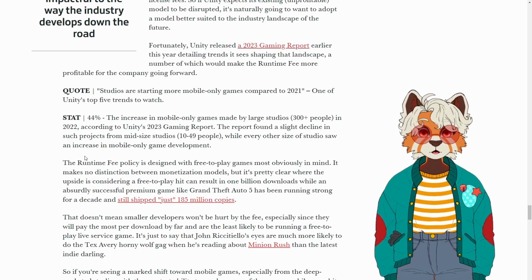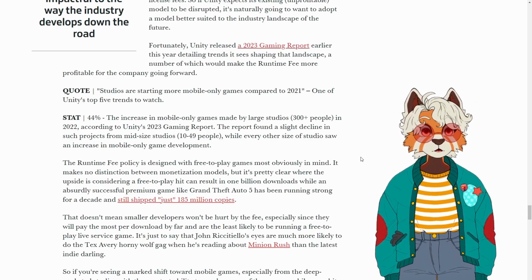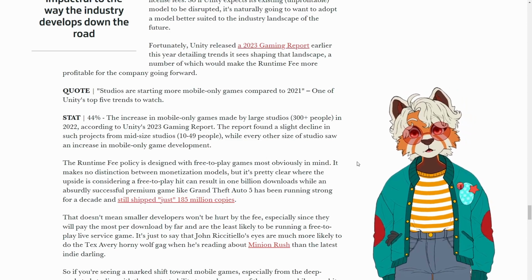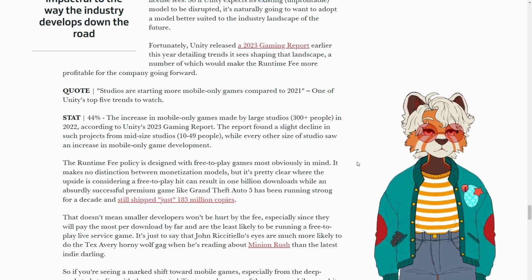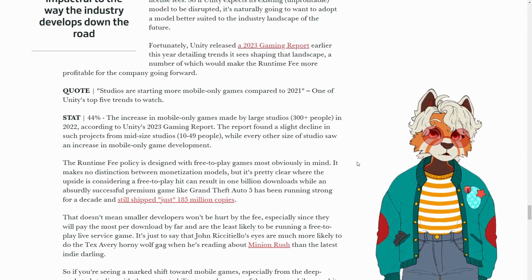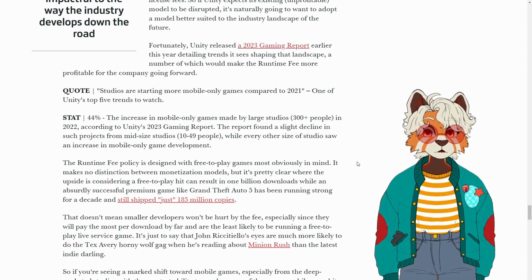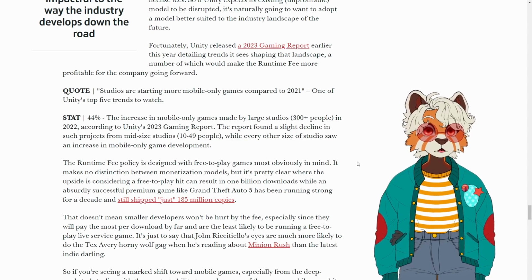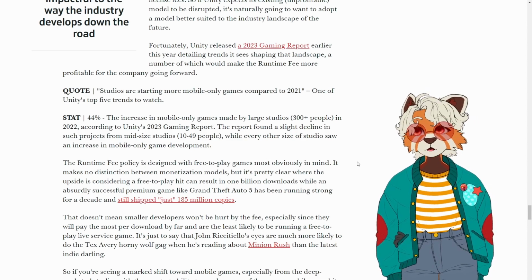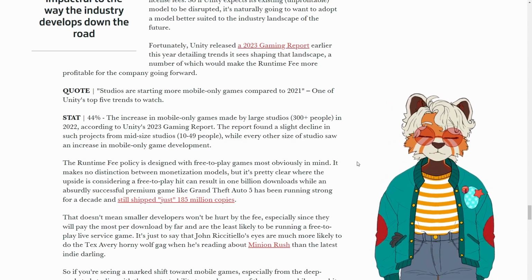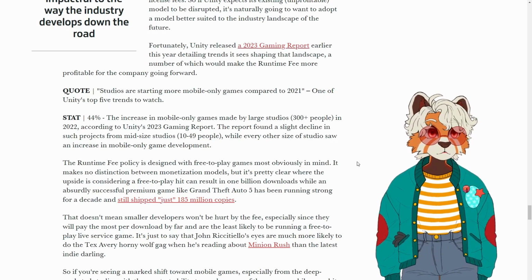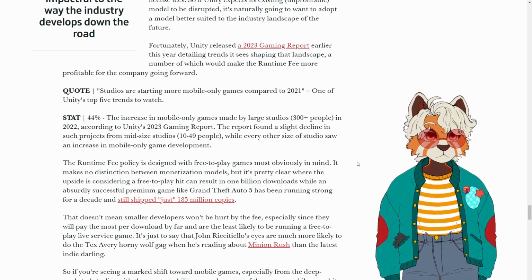The runtime fee policy is designed with free-to-play games most obviously in mind. It makes no distinction between monetization models, but it's pretty clear what the upside is, considering a free-to-play hit can result in 1 billion downloads, while an absurdly successful premium game like Grand Theft Auto 5 has been running strong for a decade and still shipped 185 million copies. If those two numbers sound similar to each other, you don't know how big a billion is.